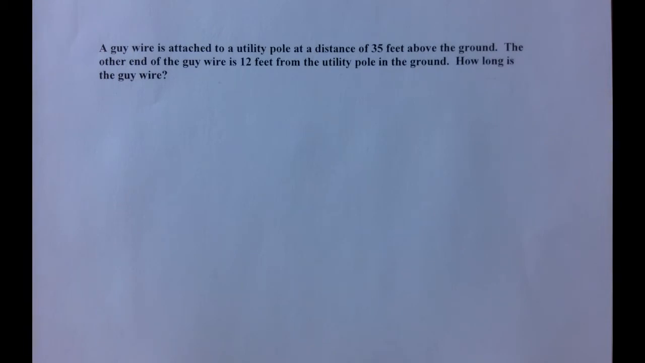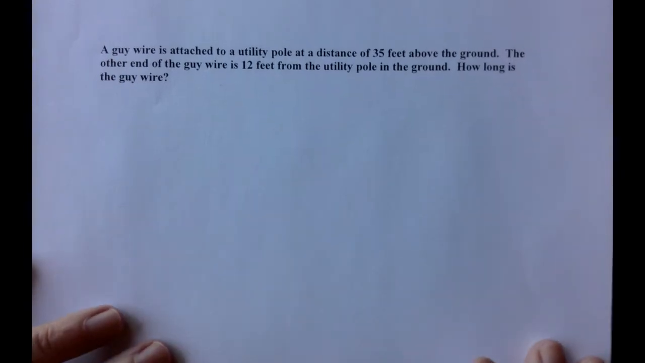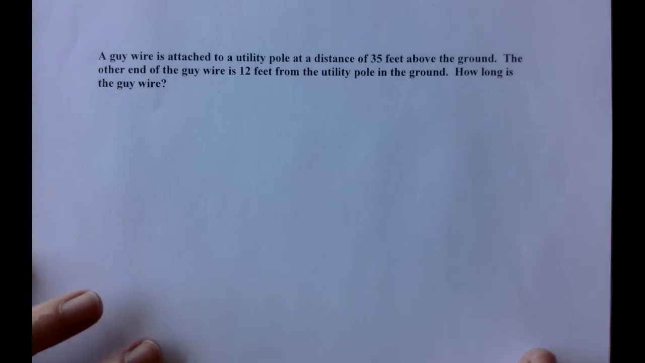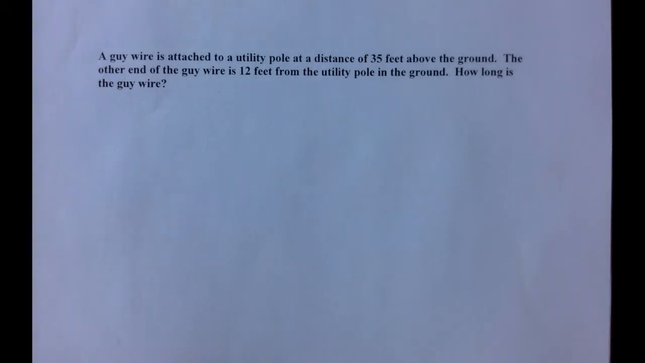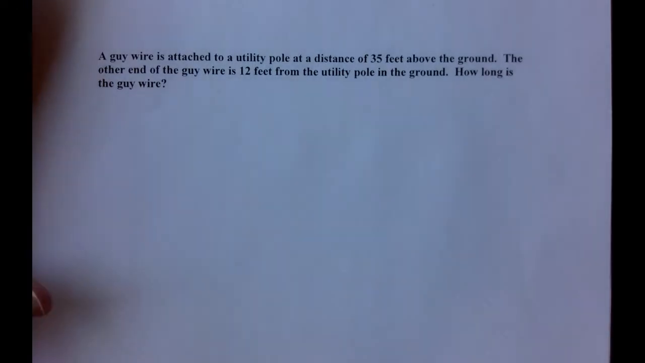Welcome to an application problem involving a guy wire and a utility pole. Guy wires are those wires that you see sometimes encased in yellow plastic against utility poles. They are there for stability. We have a guy wire attached to a utility pole at a distance of 35 feet above the ground. The other end of the guy wire is 12 feet from the utility pole in the ground. And we're wondering how long the wire is.